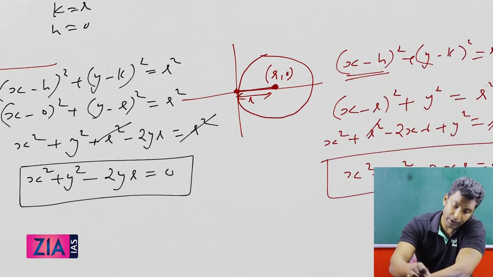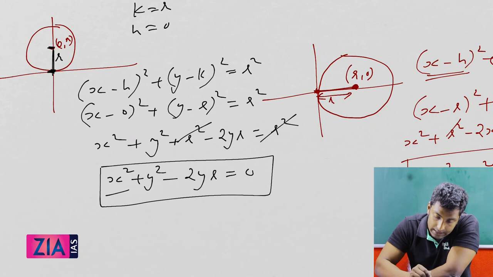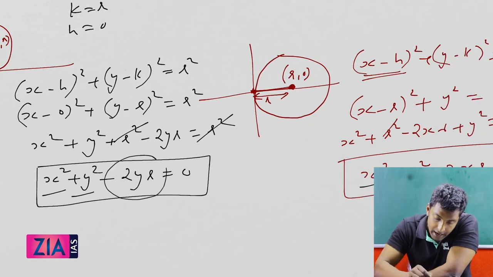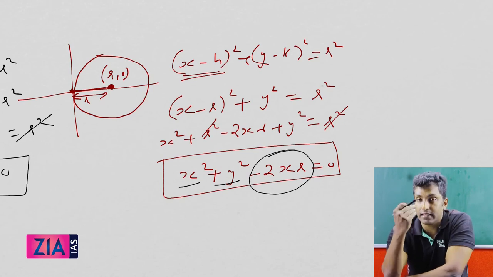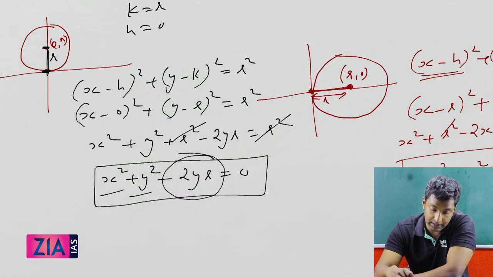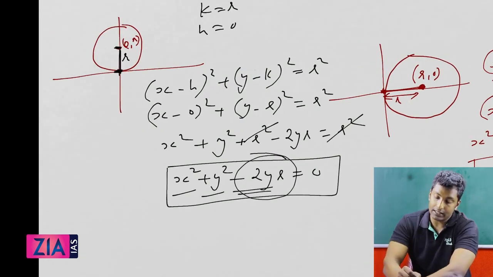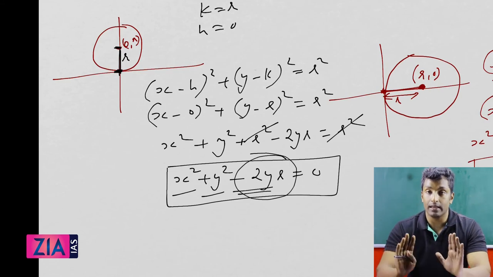You can compare these two equations. So here x², y², here −2yr, here −2xr. If the center is on the x-axis, it is −2xr. If the center is on the y-axis, it is −2yr. So I hope you understood. These are the two cases where the circle passes through the origin.